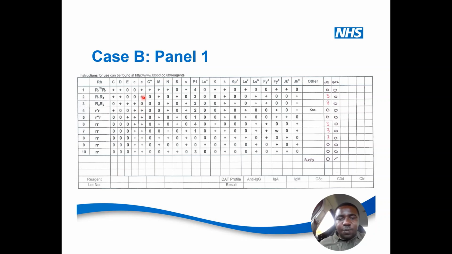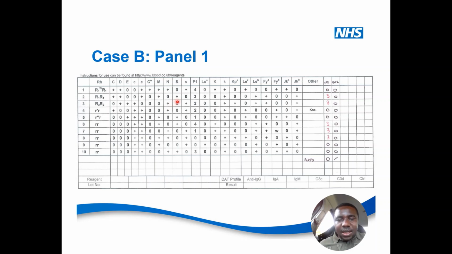Then little e is positive on cell number 1. Cell number 1 is negative on the patient, you cancel that little e. Then you come to CW. CW is positive on cell number 1. Cell number 1 is negative, you cancel it. M is positive on cell number 1. Cell number 1 of the patient is negative, you cancel M. N is positive on cell number 1. Cell number 1 of the patient is negative, you cancel N.